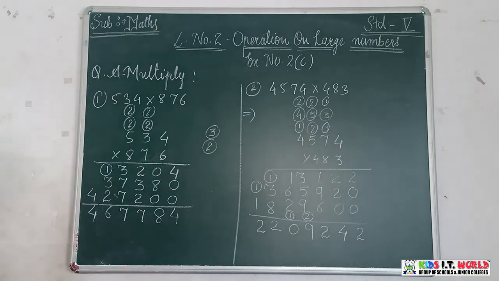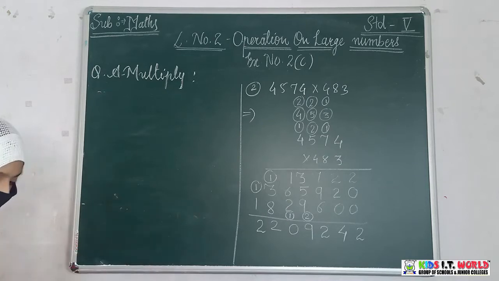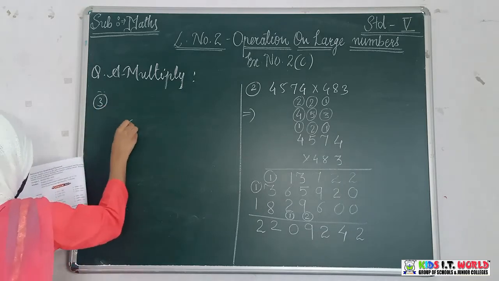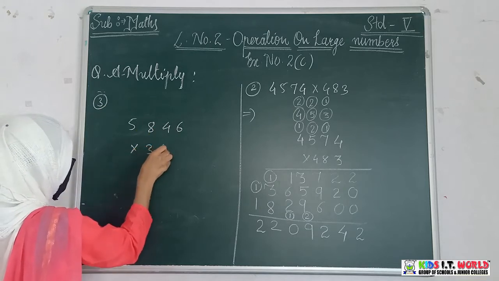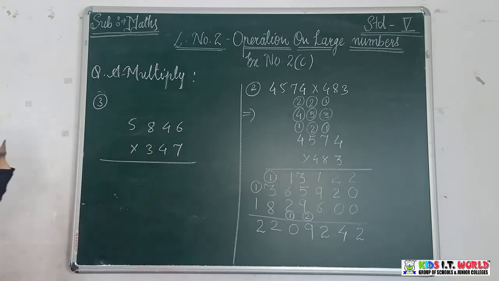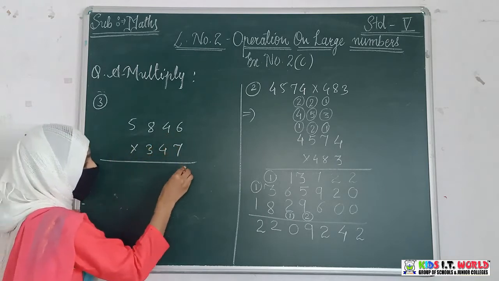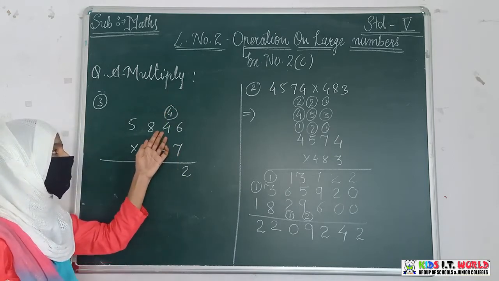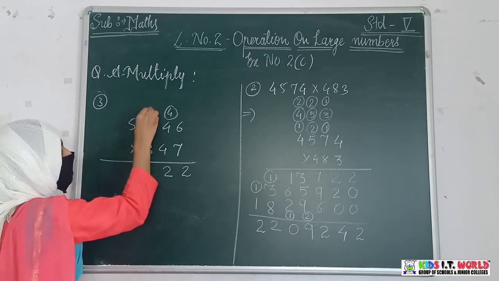Now let's see another example of multiplication. We will see the third example. So what is the third one? 5846 into 347. So do this multiplication. In the same way, 6 7s are 42. We will write 2 here. 4 will be carried. 7 4s are 28. 28 plus 4 is 32. So you will write 2 here.